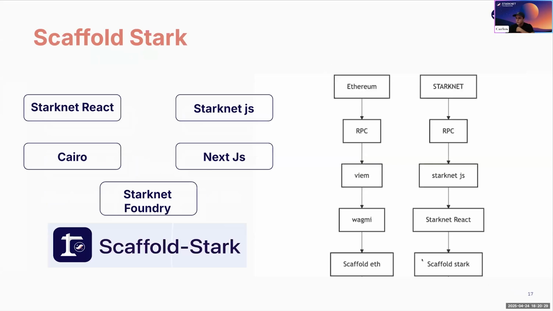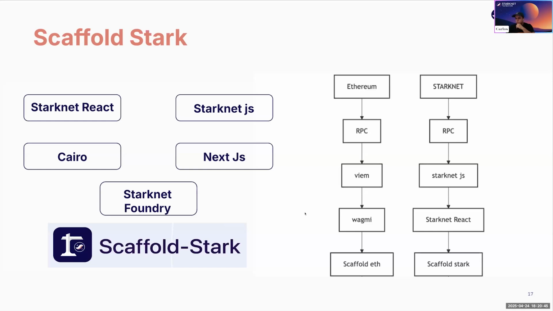And here on the right side, I have a comparison or equivalence chart that I have here. So if we go from top to bottom, we have Ethereum and Starknet. For those who are familiar with Ethereum or EVM, we have RPCs, we have VM and starknet.js. So those are equivalent in a sense. And then we have starknet-react and Wagmi, which provide hooks to connect.